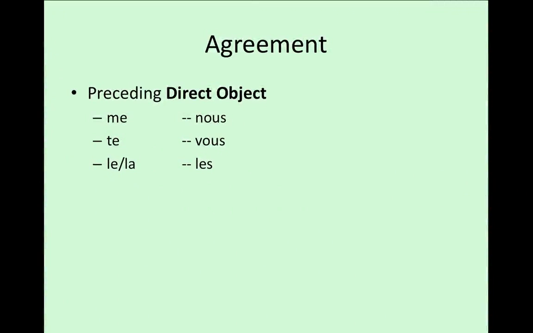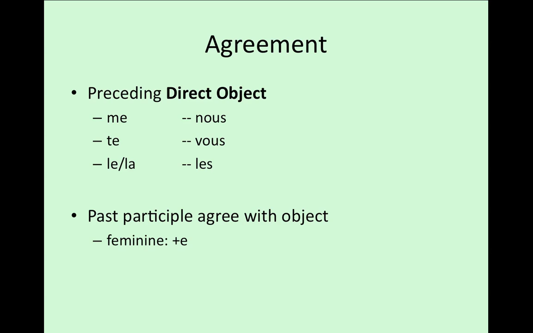However, when you have a direct object, you're not quite finished. If you remember back to your object pronouns, your direct object pronouns can be me, te, le, la, nous, vous, and les, and the direct objects receive the action of the verb. When you have in the passé composé a preceding direct object, a direct object that comes before the verb, you need to have agreement. The past participle must agree with whatever the object is.